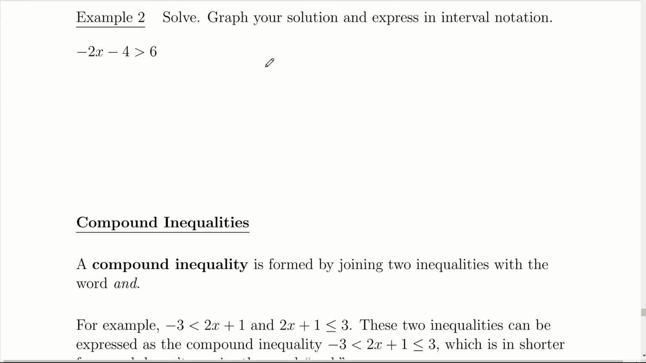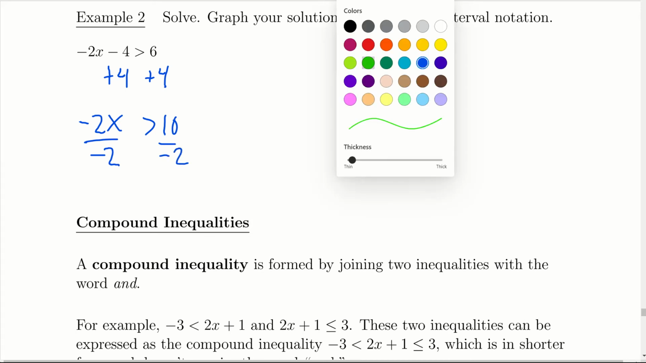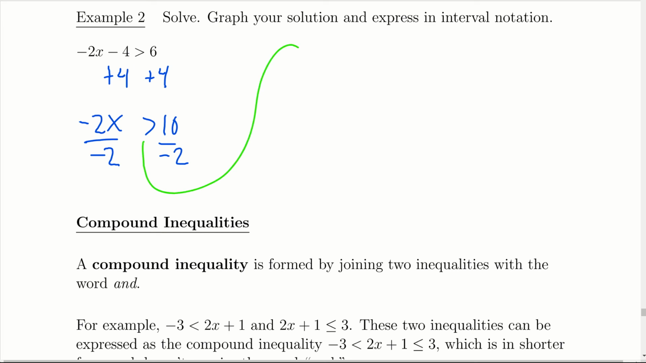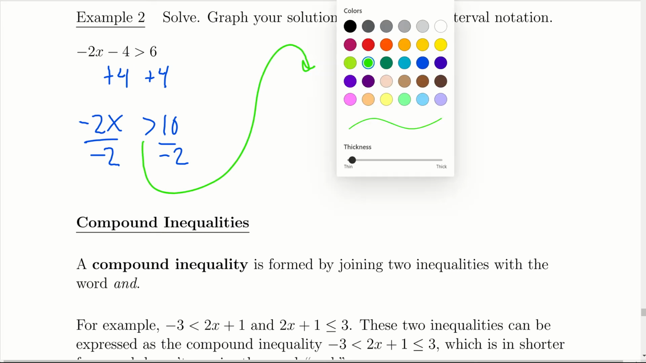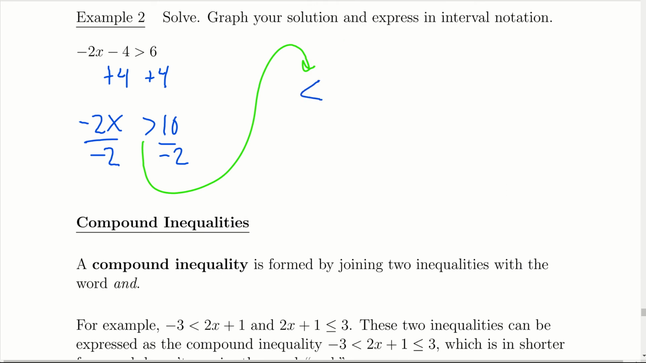We want to solve, and we're also going to graph and do interval notation for this. To get the x by itself, the first thing we would do is add 4 to both sides. We would get negative 2x is greater than 10. The next step to get x by itself is we need to divide both sides by negative 2, and this is the thing that we have to be on the lookout for. Because we are dividing both sides by a negative, that's going to change the direction of the inequality.